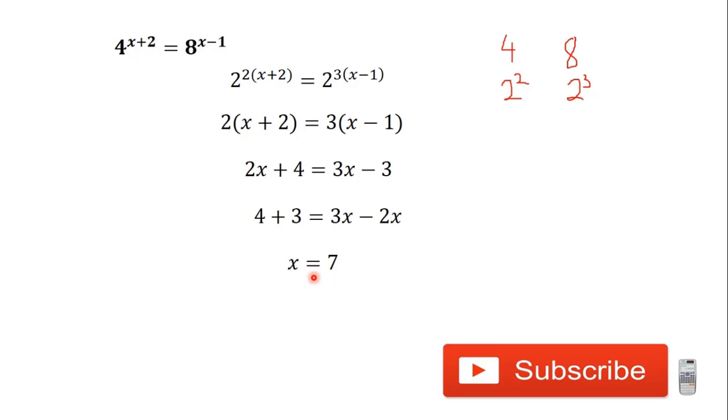In the next video, we are going to solve another question on exponential equations that can be reduced to a linear equation. We are still on the topic indices. In the previous video, we solved a question on exponential equations that can be reduced to a linear equation. In this video, we are going to solve another question.